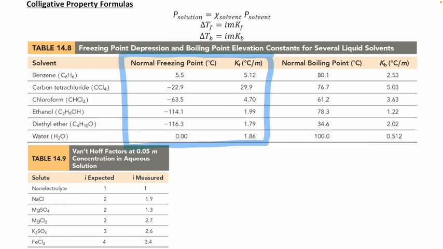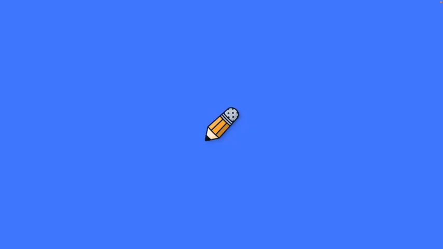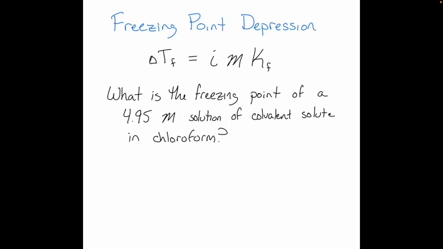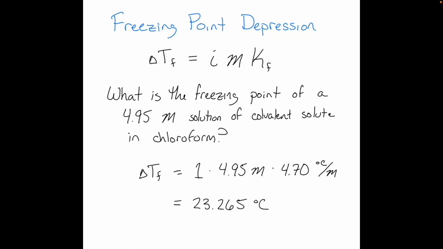All right, so I'm going to grab that. First of all, I need to look up chloroform because that's my solvent here. So I'm going to grab that freezing point depression constant, 4.70 degrees Celsius per molal. Delta TF equals, again, it's covalent, so we have that 1 times our molality of 4.95 molal times that constant of 4.70 degrees Celsius per molal. And this takes us to 23.265 degrees Celsius.